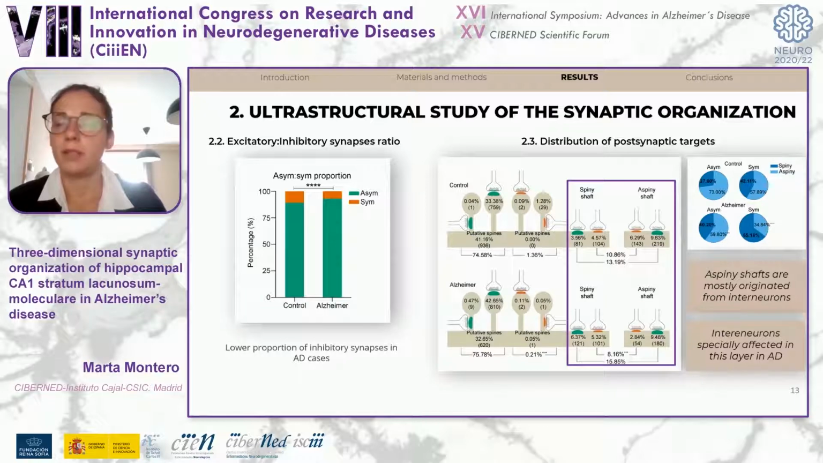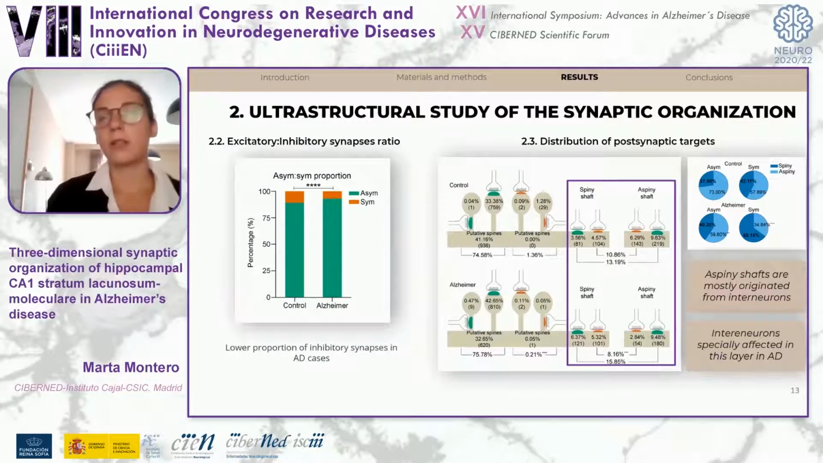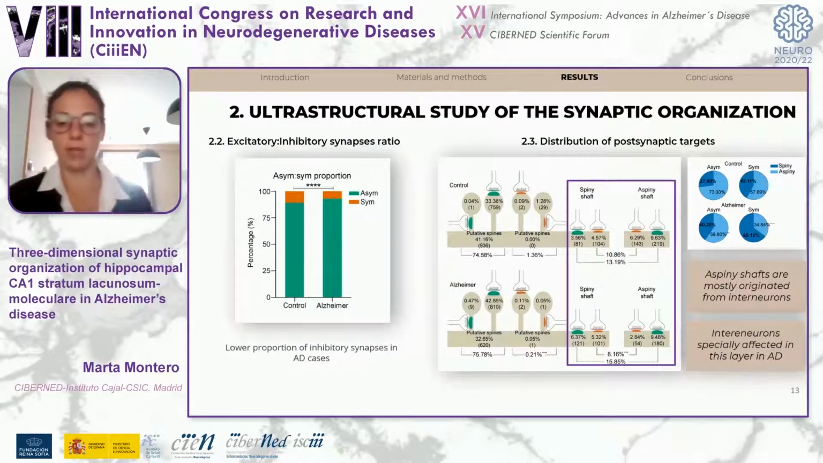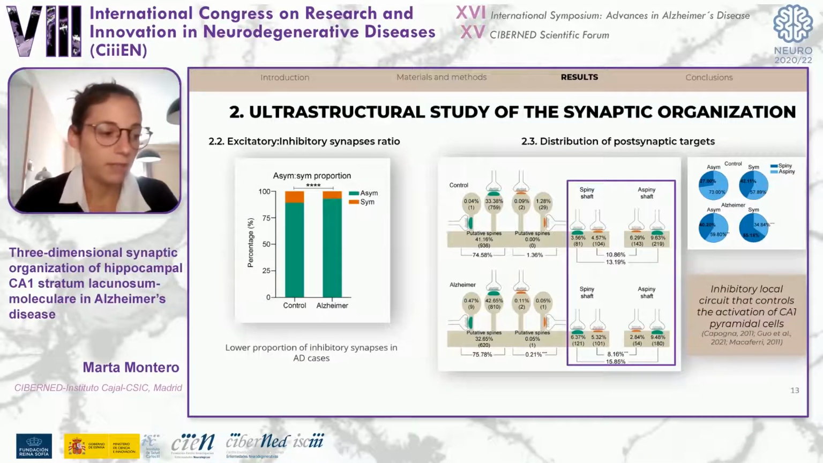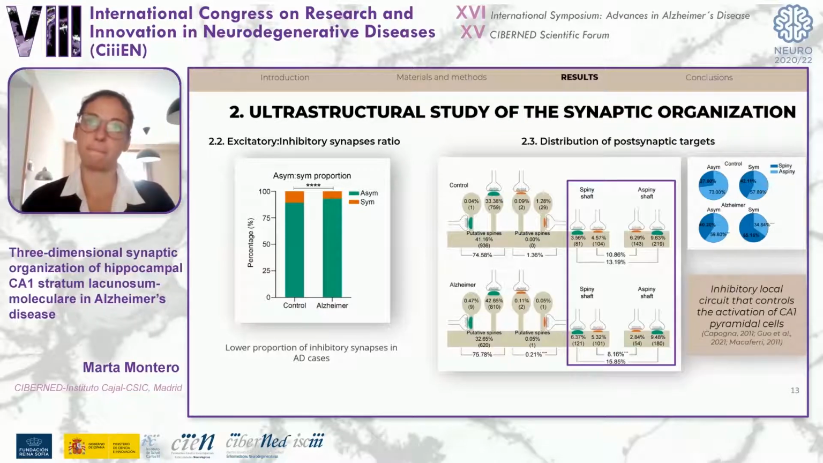I would like to remark at this point that none of these alterations in inhibitory synapses were observed in our previous study, neither in stratum pyramidale nor in stratum radiatum. So in this regard, this finding may have functional implications since GABAergic interneurons located in stratum lacunosum moleculare are known to form an inhibitory local circuit whose activity is sufficient to control the activation of CA1 pyramidal cells.